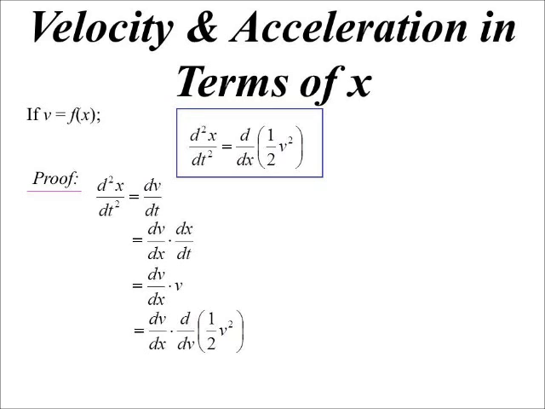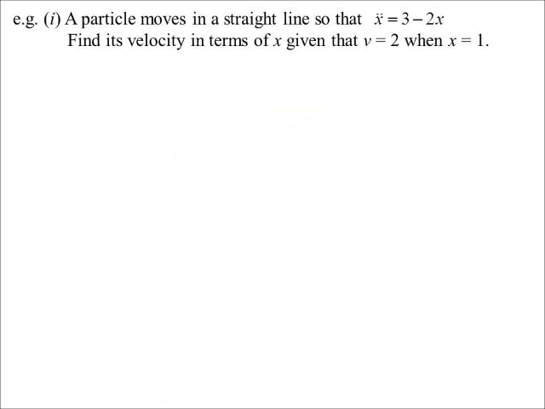But now the dv's, if you like, cancel, and I get that acceleration is the derivative of a half times velocity squared with respect to x. So if velocity is written in terms of x and we wish to find acceleration, we don't just differentiate it straight away. We have to actually differentiate a half v squared, not just v by itself. So let's have a look at an example.